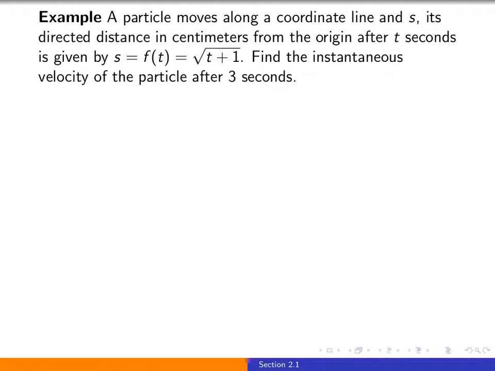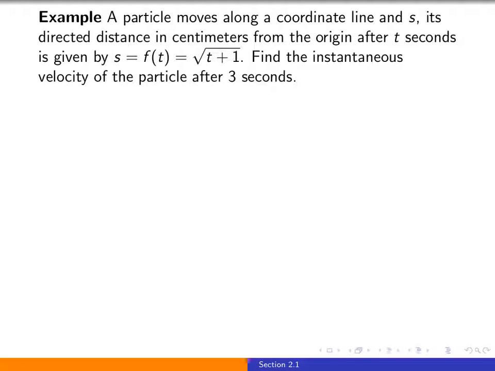So, a similar example here. A particle moves along a coordinate line, and s, which is its directed distance in centimeters from the origin after t seconds, is given by this function. Similar to the previous example, this function is representing how far the particle is from the origin after t seconds. And what we would like to do is find the instantaneous velocity of the particle after 3 seconds.